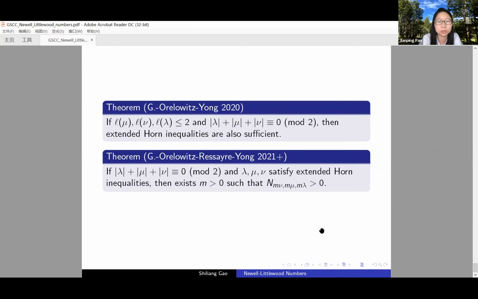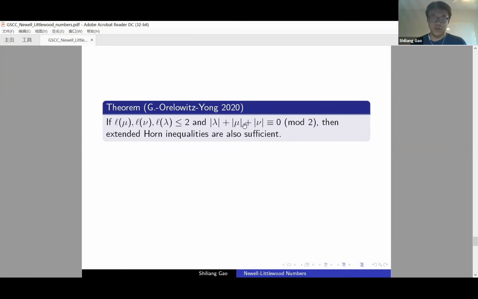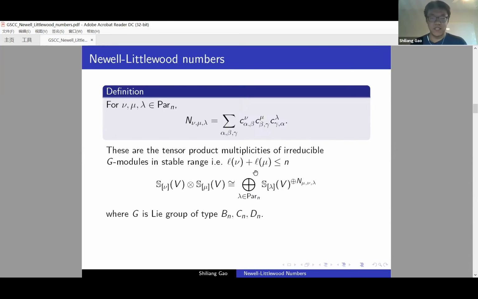So which type are you working in, or is it general? It doesn't matter if it's type B, type C, or type D here, but we're assuming that it's in the stable range. So we're assuming this condition. In their work, this is not an assumption. Okay, I see. Yeah. Okay, thanks.